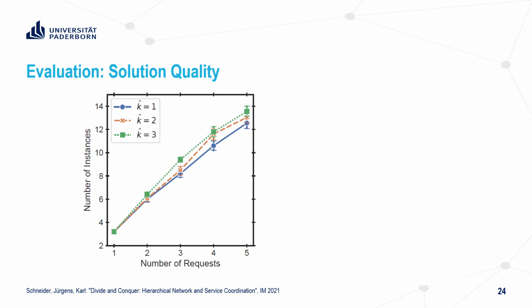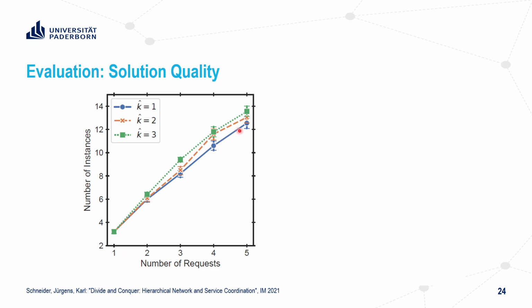And we first looked at the solution quality, where we considered 2 different metrics of interest. First of all, the number of instances that are placed, and that's what we want to minimize. And here 4 scenarios with increasing load, so with more and more requests. And as you can see, the centralized approach with k = 1 finds optimal solutions.